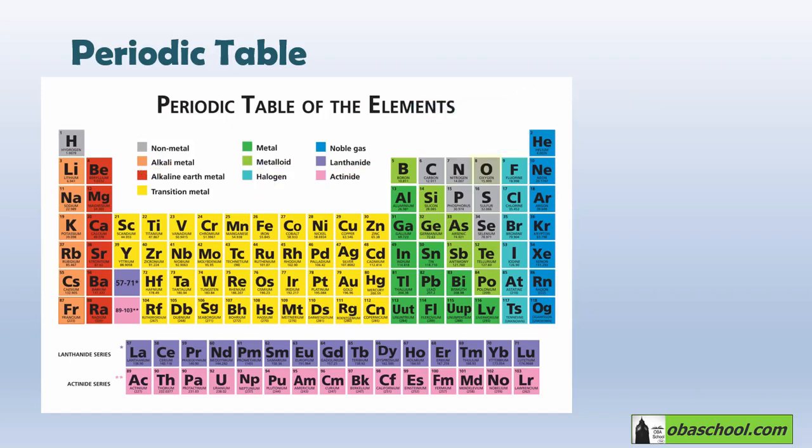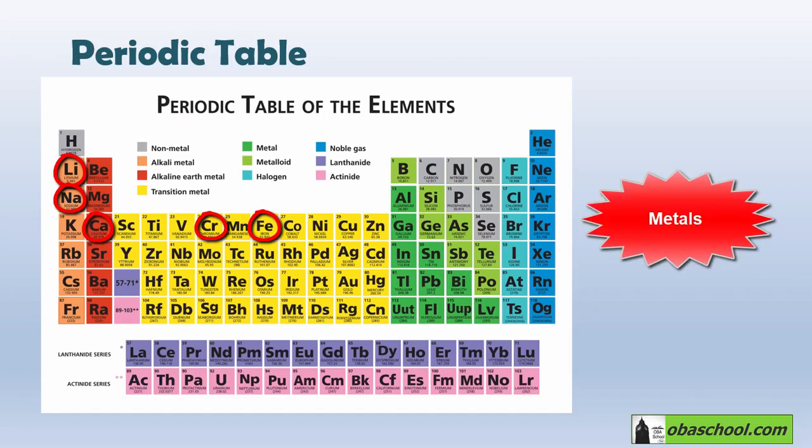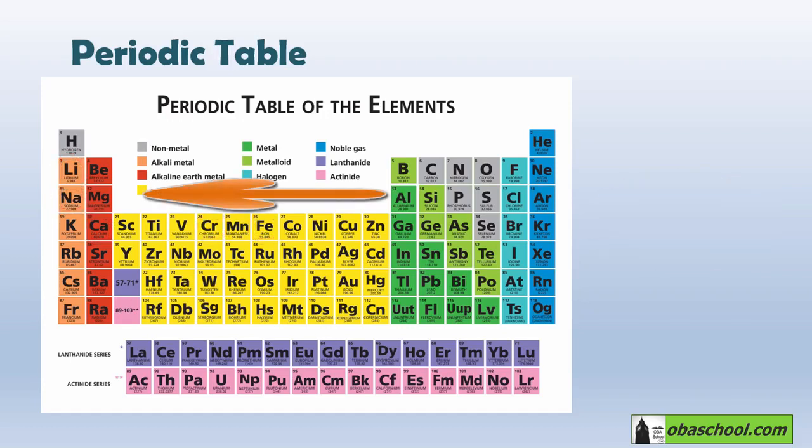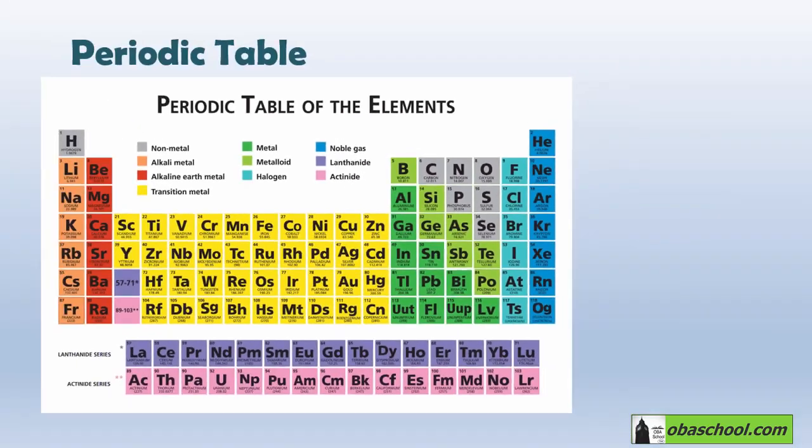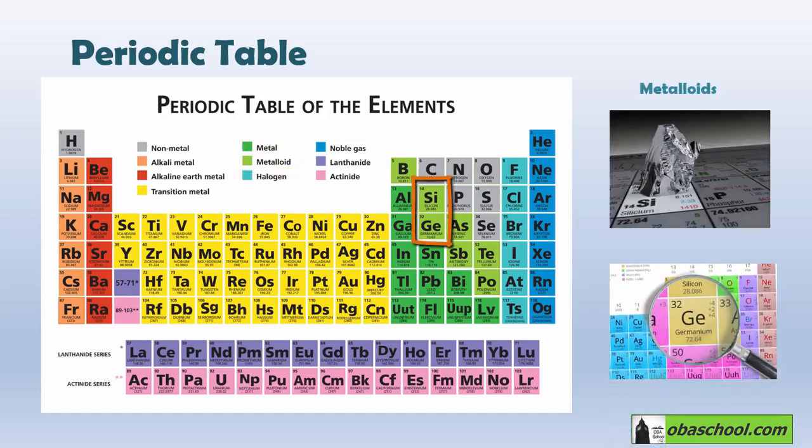For example, oxygen, sulfur, chlorine, argon are all examples of non-metals, whereas lithium, sodium, calcium, chromium, iron are examples of metals. So all elements to the left of the line are metals except hydrogen again. Please note that hydrogen is not a metal. What about elements lying next to the staircase? Those elements like boron and silicon have some metallic and some non-metallic properties, and that's why they are called semi-metals or metalloids. Examples of metalloids are silicon and germanium.